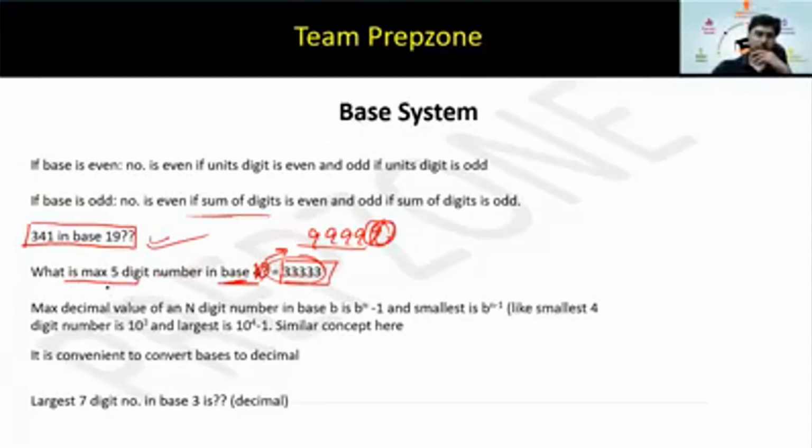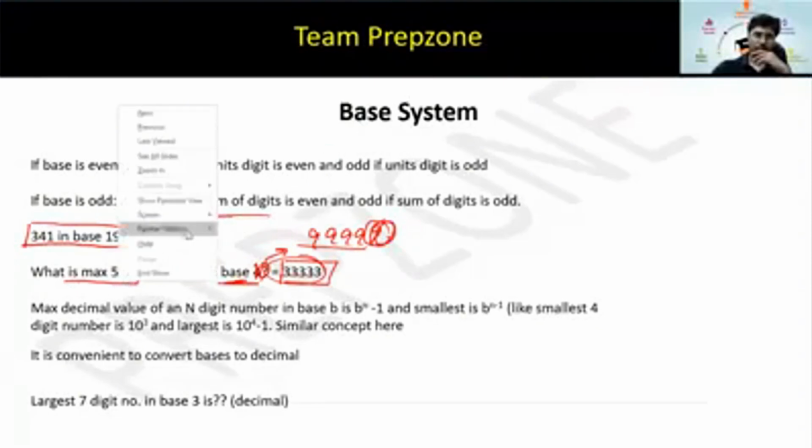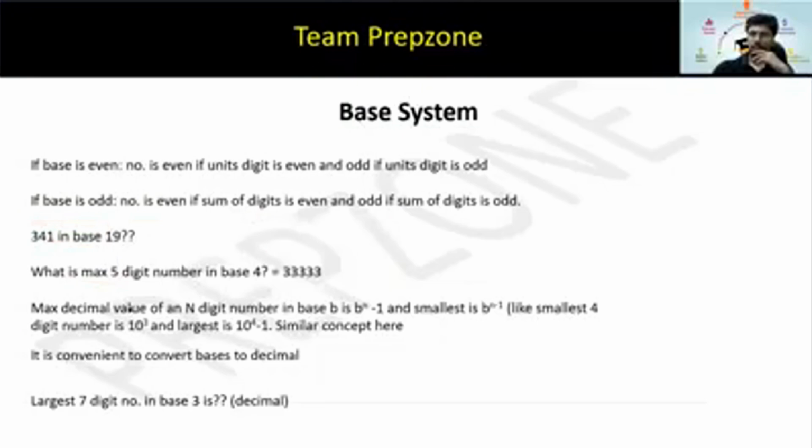Now, next thing, highest. Bharat, what is the highest 2-digit number in base 10? How are you getting 99? Because 9 is the highest possible digit, and you are writing it 2 times, right? Similarly, in base 4, which is the highest digit possible? 3.